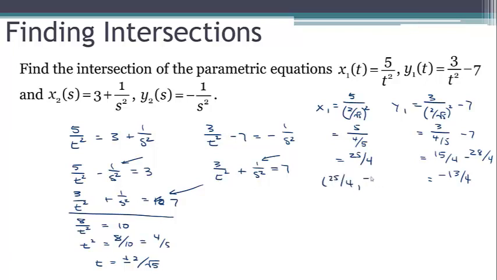25/4, comma, negative 13/4, right? And you can confirm it if you put negative 2 over the square root of 5 back into those equations, you get the same answers as well, right? So the intersection really is just a single point.